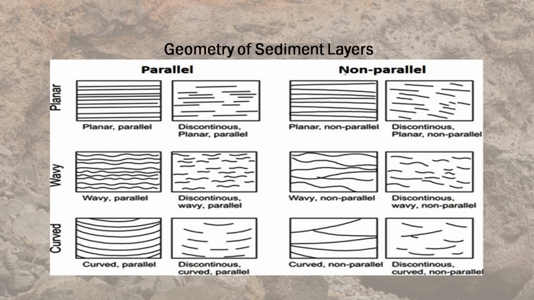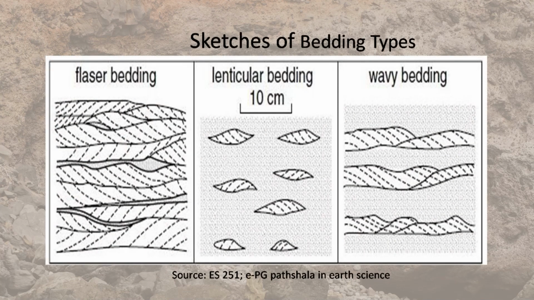Now, these layers are of different types. They are either parallel or discontinuous, or they can be wavy parallel or curved parallel. So, in all cases, similarly, non-parallel beds also have the same types: planar, wavy, and curved. Some of the bedding types are of two kinds.